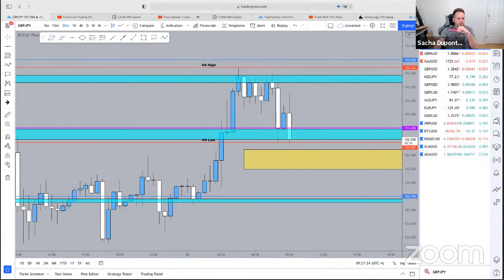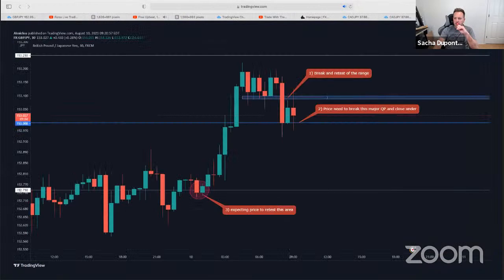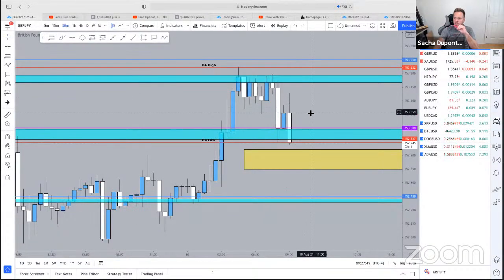Oh, Alexi. Oh, Malik. Alexi, yeah, sorry, I didn't see your chart, guys. Buys on closure above. Okay. Golden zone right here. Okay. Perfect, Malik. Let's see, Alexi. Break and retest of the range. Yes. Price needs to break this major QP and close under for continuation. Expecting price to retest this area. Yeah, that's a probability. Yes.